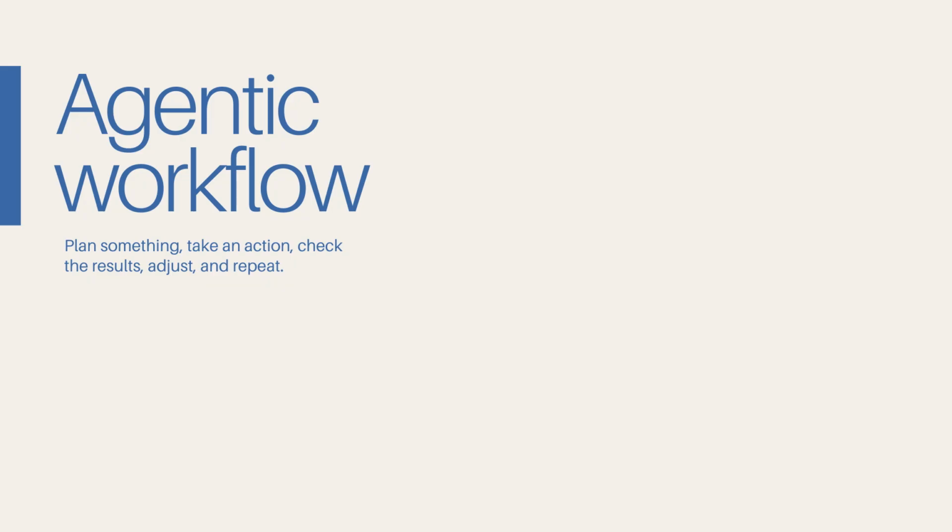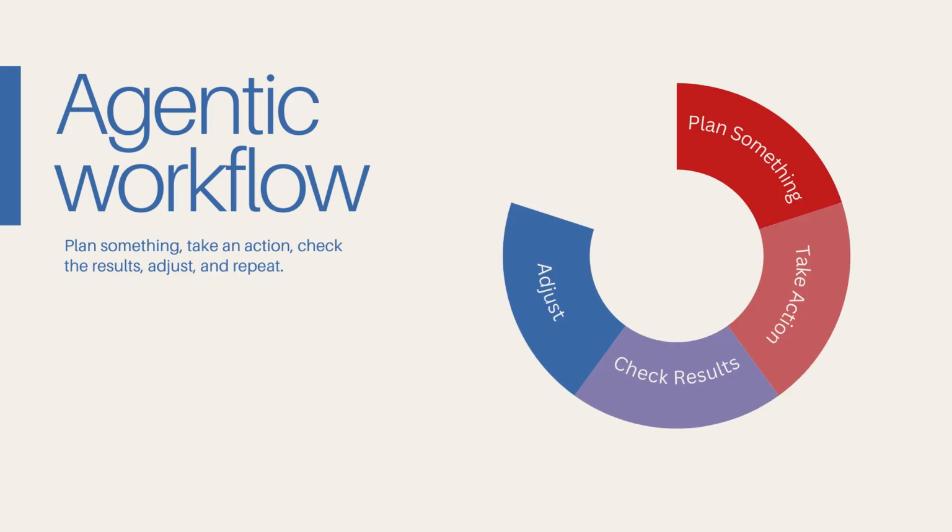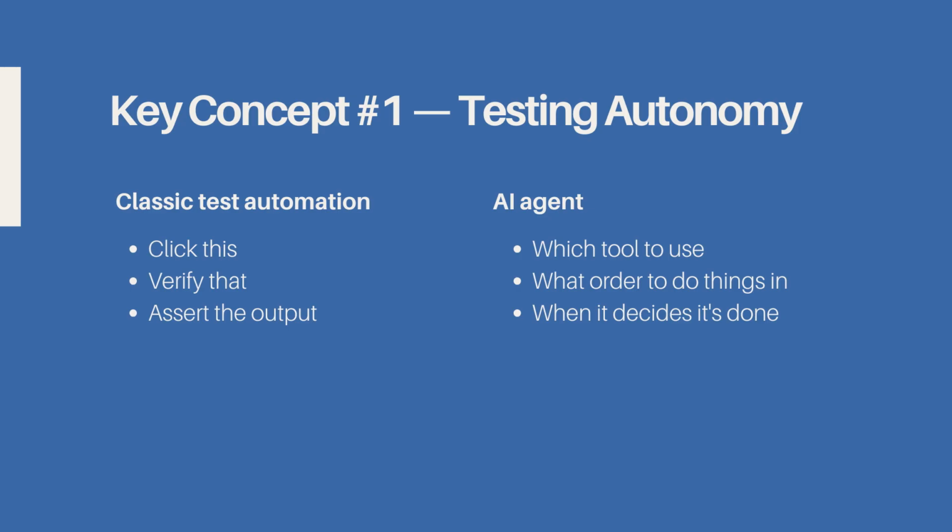And then an agentic workflow is when that agent runs a multi-step loop: plan something, take an action, check the results, adjust, and repeat. And that's exactly where QA gets harder because now we're not testing a single response. We're testing a whole chain of decisions plus the side effects of every action along the way. All right, let's talk about key concepts.